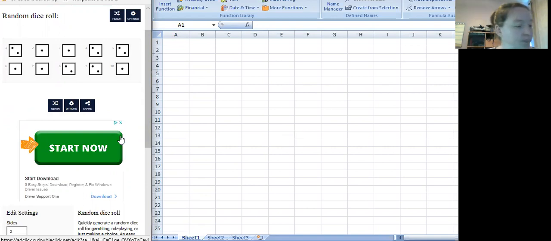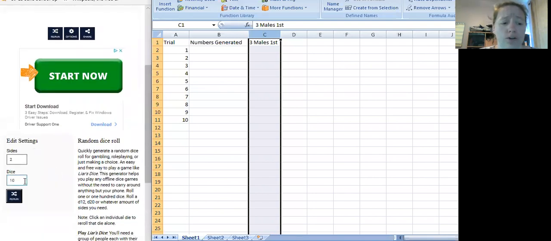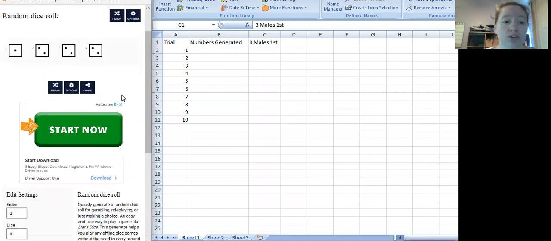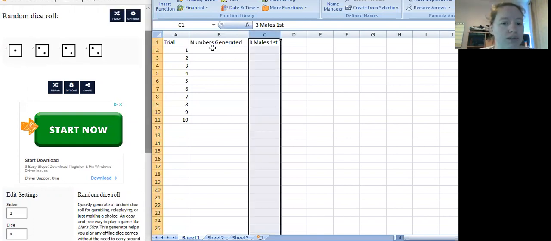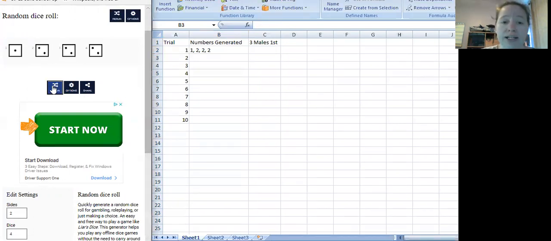All right, so give me a second to type in my, actually rereading this, all I need to do is do 4 of them. I don't need 10. I misunderstood the question. I only need 4. So we had decided that the male was going to be 1 and the female is going to be 2. So I have 1, 2, 2, 2. That means we did not have 3 males come first. Let's try it again.